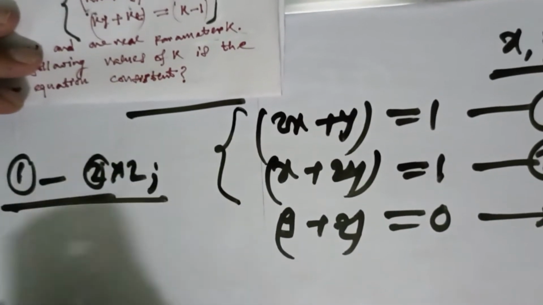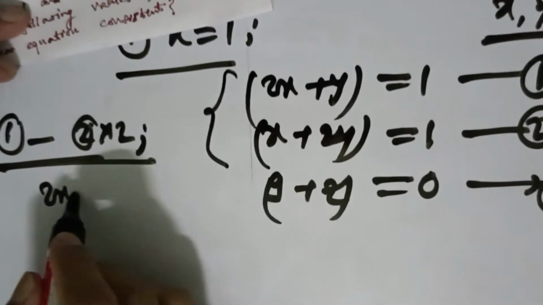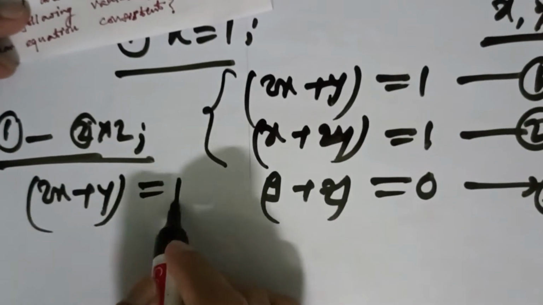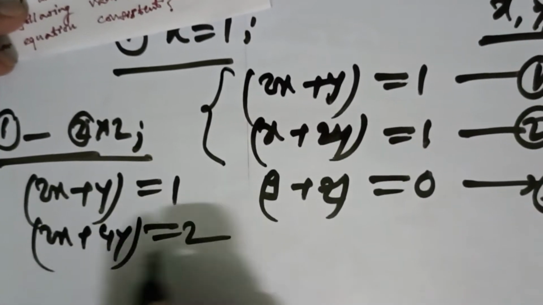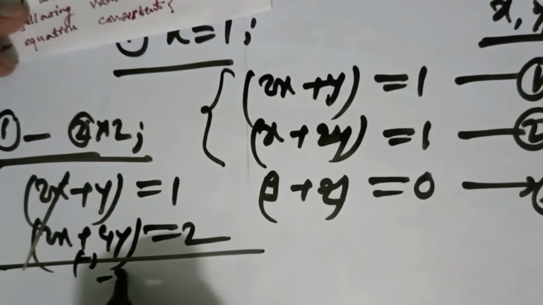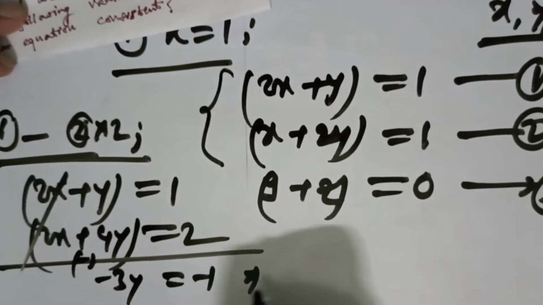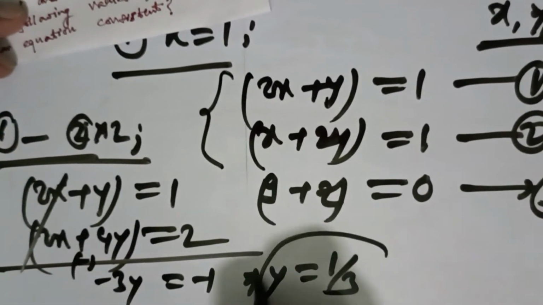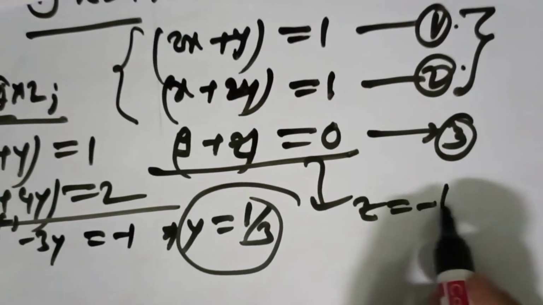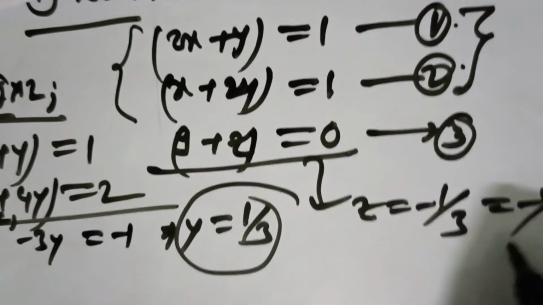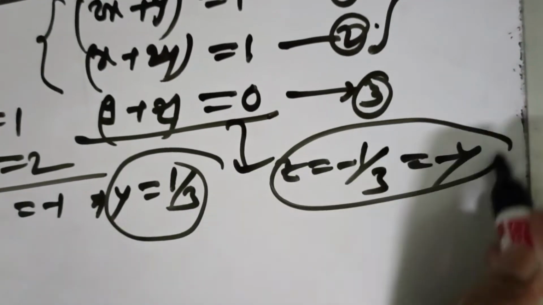If you do this, what do you get? 2x plus y equal to 1, and 2x plus 4y equal to 2. Subtracting gives minus 3y equal to minus 1, so y is equal to 1 by 3. Now with y equal to 1 by 3, the third equation gives z equal to minus y, so z equal to minus 1 by 3.